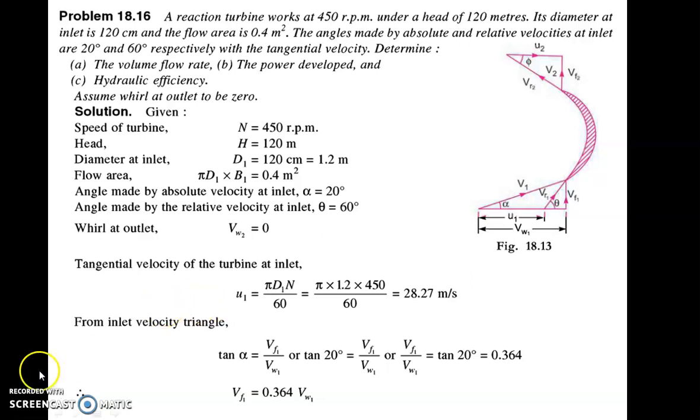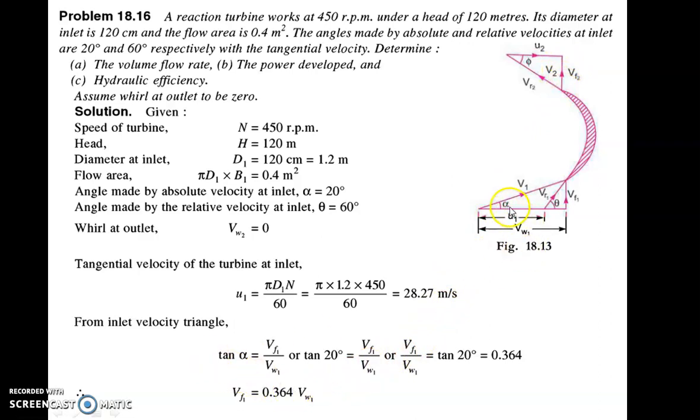Once you know U1, immediately you draw the velocity triangle. It is very important to draw the velocity triangle for each numerical. So here V1 is at angle alpha, Vr1 at angle theta, in between V1 and Vr1 there is U1, and between V1 and Vf1 there is Vw1. Here Vf2 and V2 will coincide because Vw2 is 0. That's why there is only angle phi, and beta is 90 degree, as the whirl is 0 at outlet. So this is Vr2 making angle phi. In between Vr2 and V2 there is U2, and V2 and Vf2 will coincide. So this is the outlet velocity triangle.